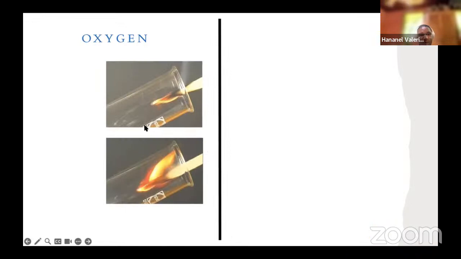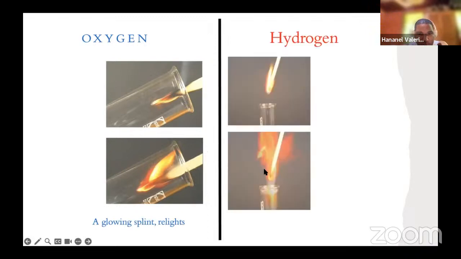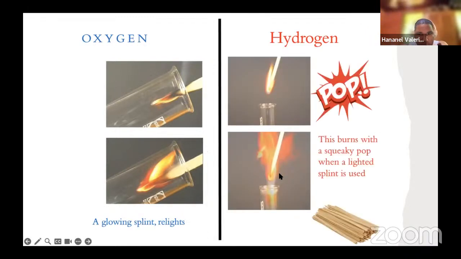Oxygen, that would be the splint test. Oxygen will relight a glowing splint, and hydrogen will cause a splint to pop. Okay, so you hear that big pop sound when you use hydrogen.